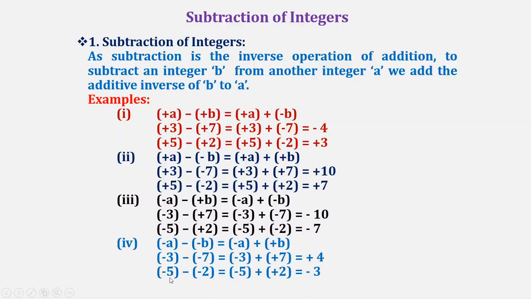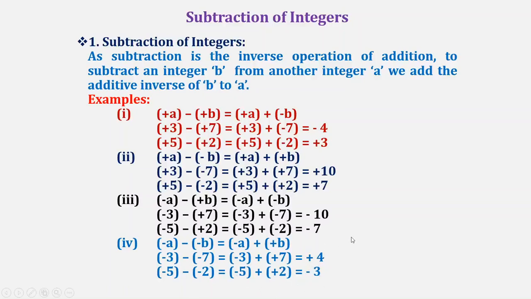Next, take one more example here, minus 5 minus of minus 2. Minus 5 you will write as it is. Change the sign which is minus to plus here. Next, take the additive inverse of minus 2, which is plus 2. Here also these two numbers have different signs. So subtract the smaller number from the bigger number, which is 5 minus 2 is 3, and put the sign which is in front of the bigger number, which is minus 5. So you have to write minus 3.